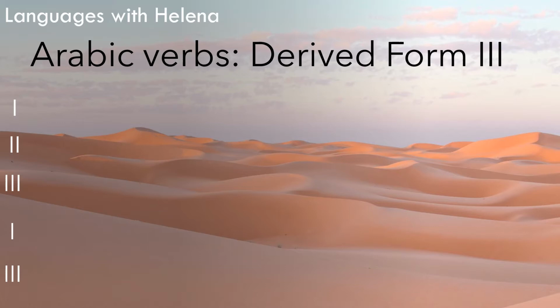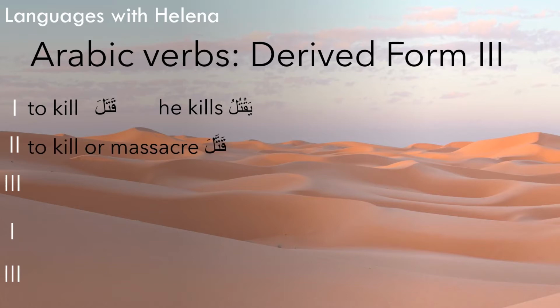As we've already seen, we've looked at form 1. We're going to take this example, which is qatala, which means to kill. As we know with form 1, often the middle vowel is the one that we have to learn, so in this case it becomes yaqtulu. If you're not too sure about this, you can go back and watch my first video in this series.